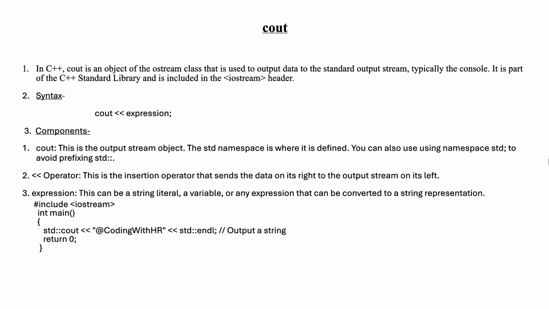And the fourth one is clog, an object for logging messages. So let's check the cout object in C++. cout is a predefined object of the ostream class that is used to output data to the standard output stream, typically the console. Your data flows from main memory to the console. It is a part of the C++ standard library and is included in the iostream header file.